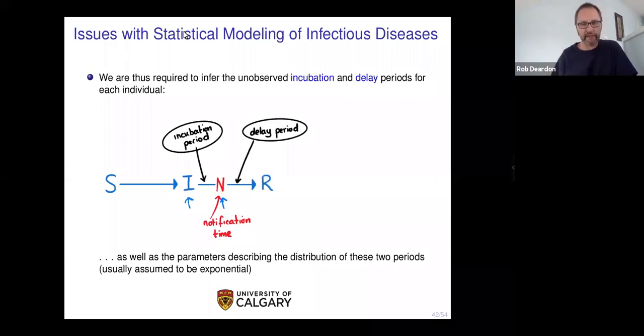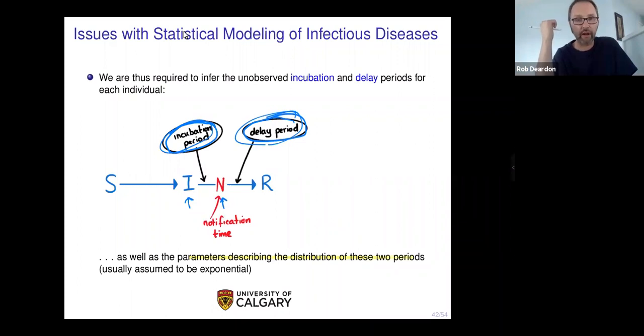There's an incubation period for each individual who gets infected that I don't know, and there's a delay period, so the time between notification until removal occurs. And so what we would do is we'll have a whole bunch of incubation periods, latent variables, sort of like random effects, right? Things that I want to estimate, but I'm not really interested in. And I'll assume that they follow some distribution. Usually we assume they follow an exponential distribution, but it could be a gamma. But now I'm going to try and estimate all of these things, as well as the parameters of the distribution that the two periods follow.